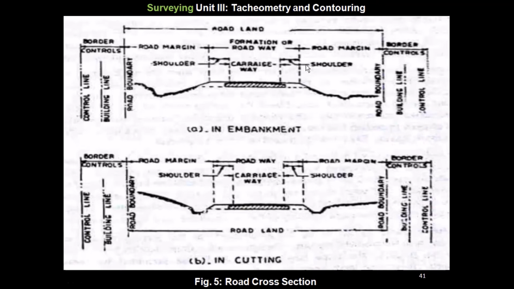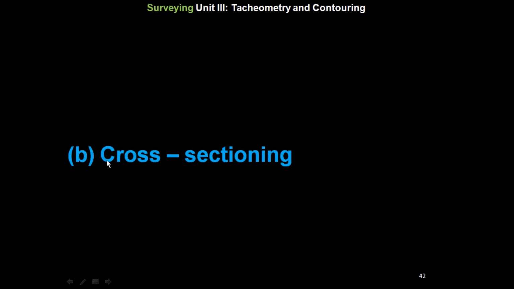So here we can see the road cross section. This is the cross section in the embankment and this is in the cutting. So we have seen the cross sectioning.